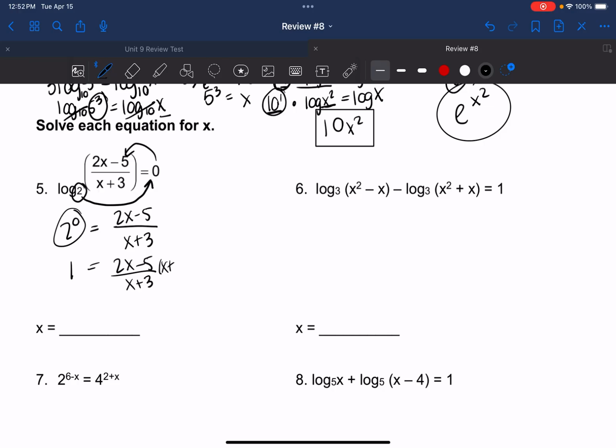So I multiply both sides by x plus 3. So now I have x plus 3 equals 2x minus 5. And I get that x equals 8.